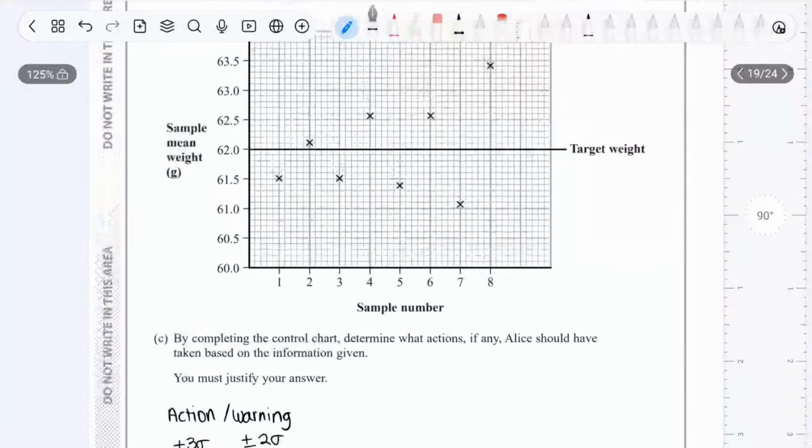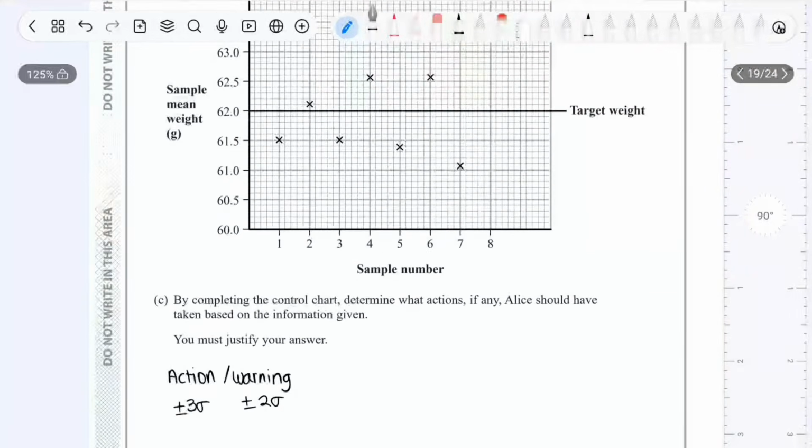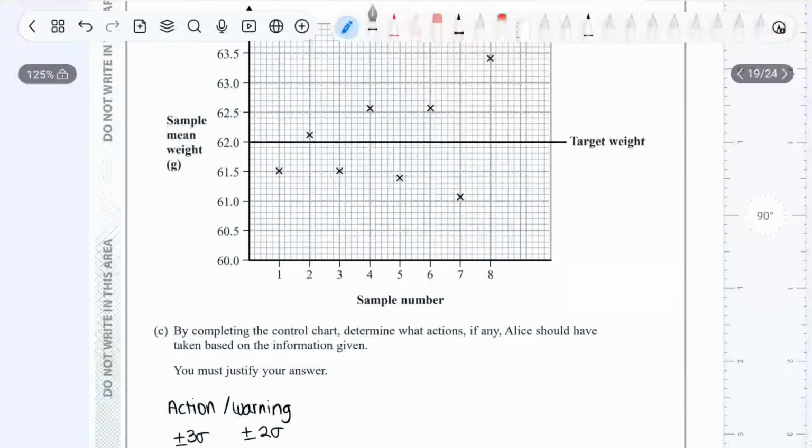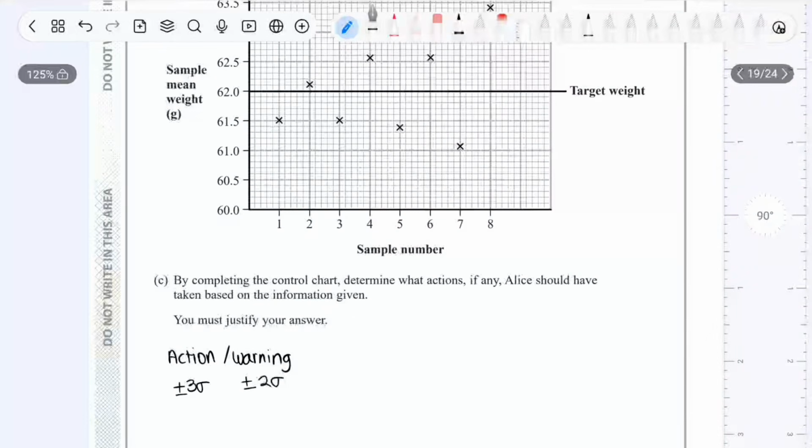Now the idea is, if any of the data falls outside 2 standard deviations, then we're going to give a warning. If it falls outside the action limits, the upper and lower limits, then we will actually take action, and in most cases it's stopping the production line.